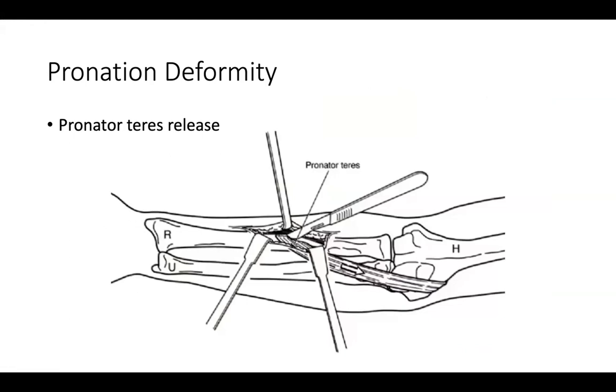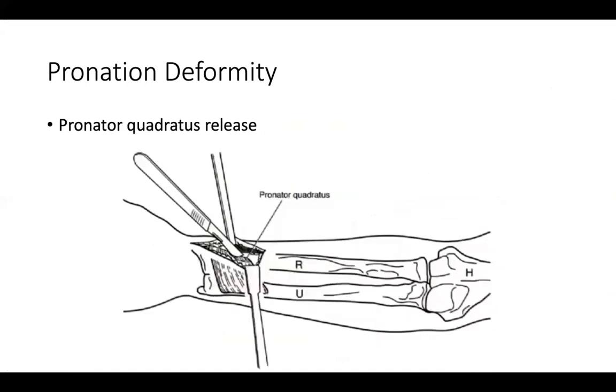And this is just demonstrating, for pronation deformity, doing a pronator release, a pretty straightforward procedure where you simply release the insertion off of the mid radius. This is a good option for patients who have a very spastic pronator teres. And so you just allow that to retract and then cast the patient in supination. Again, you can also do a pronator quadratus release, which is similar, just releasing its insertion off the radius.